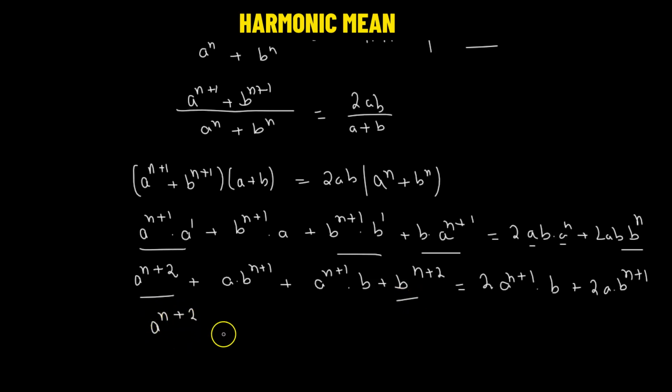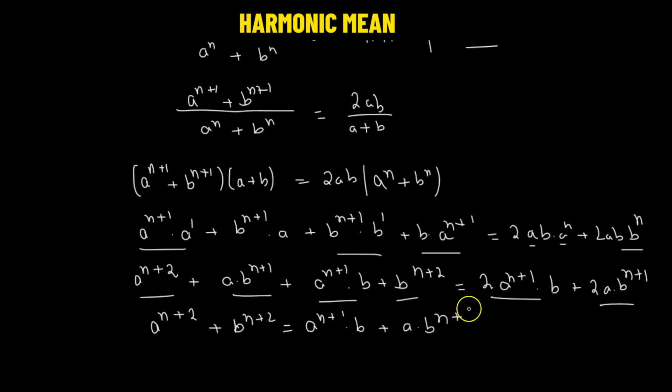So now what we'll do, we'll keep the first and the fourth term on the left hand side. So we have a raised to the power of n plus 2 added to b raised to the power of n plus 2. What we'll do, we'll take the second term, a times b raised to the power of n plus 1, transpose it to the right hand side and subtract it from the second term. And similarly, we're going to take a raised to the power of n plus 1 times b, transpose it to the right hand side and subtract it from the first term. So that gives us a raised to the power of n plus 1 times b plus a times b raised to the power of n plus 1.